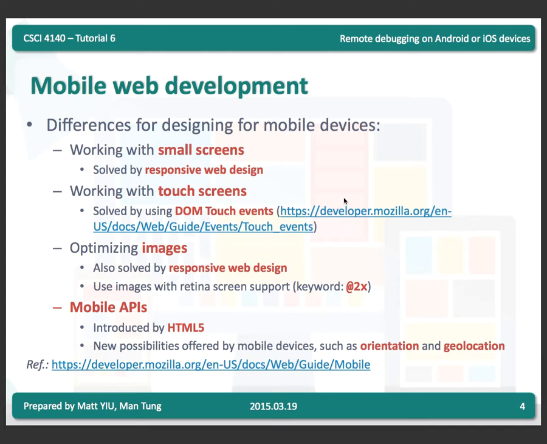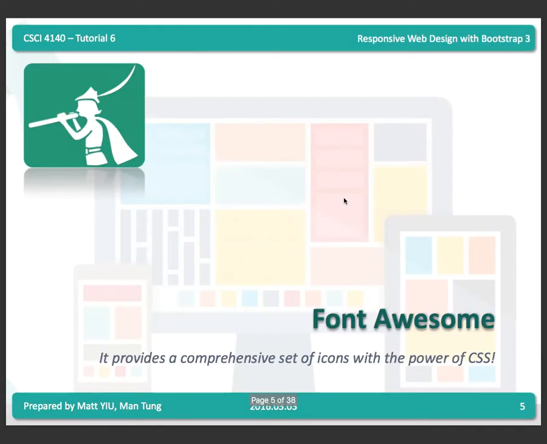And the last part is about the mobile APIs, because the mobile phone enables some new APIs for you, such as the orientation part and geolocation part. So you can work with these differences to develop some interesting mobile applications in your browser. We will go through them one by one later.